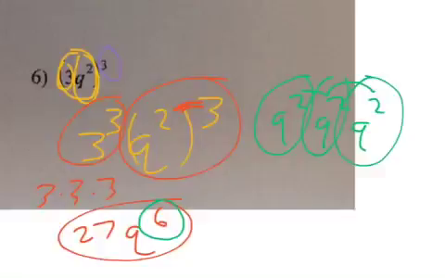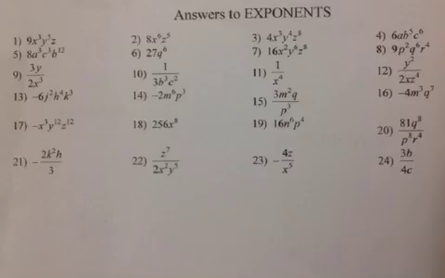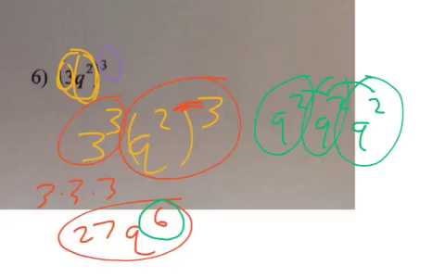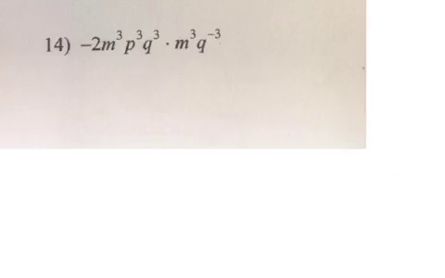So let's check our answer real quick. And if we look right there, that's exactly what I got. 27q to the 6. I will put up this answer key later on. Okay? So let's go to the next problem. So now that we have that one done, let's look at problem 14.